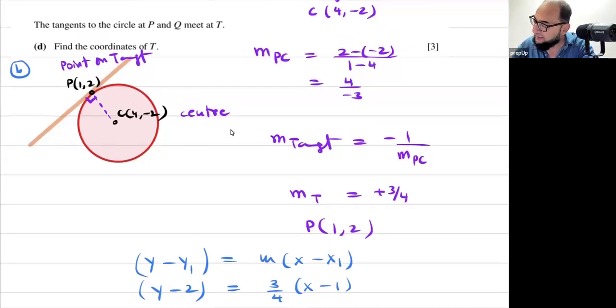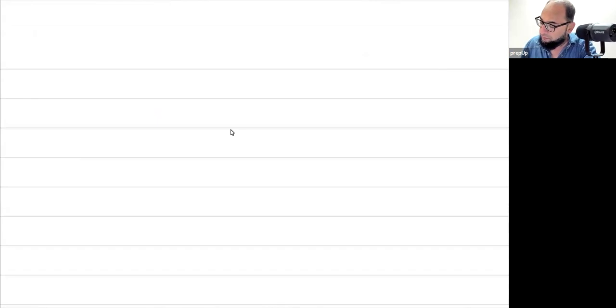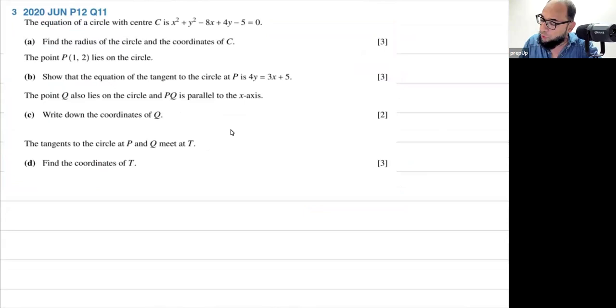Let's paste it once more. I need some more space. Now we are on the third part, and that is about this. The point Q also lies on the circle and PQ is parallel to the x-axis. What does it mean? We will just soon see. Write down the coordinates of Q.